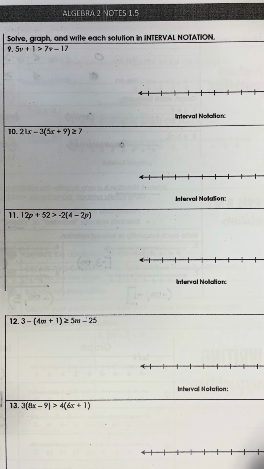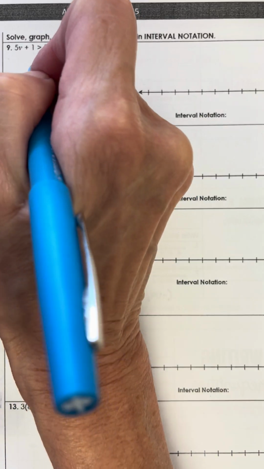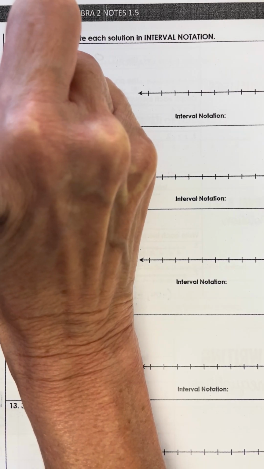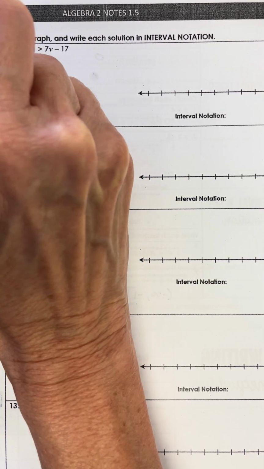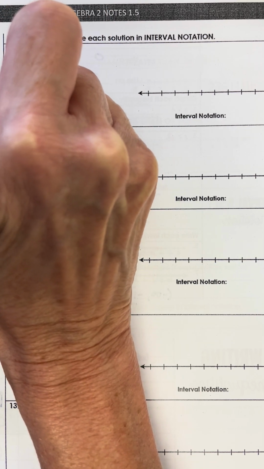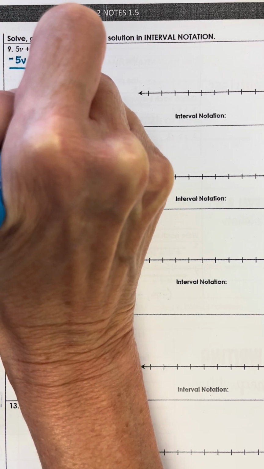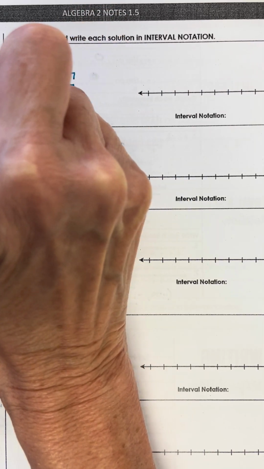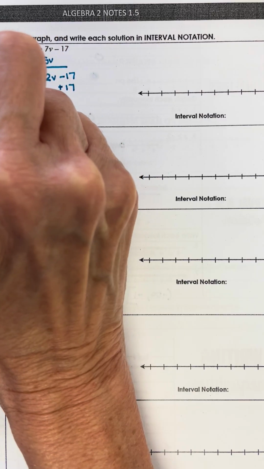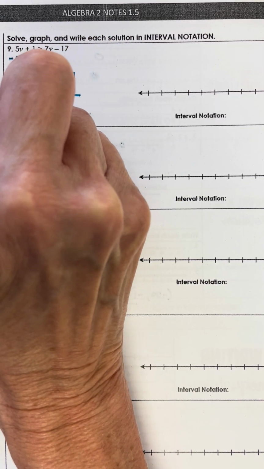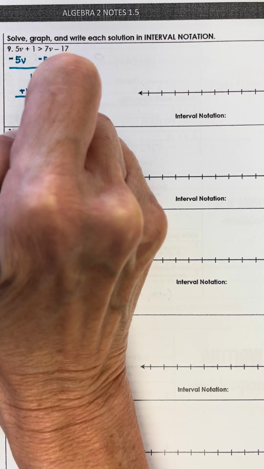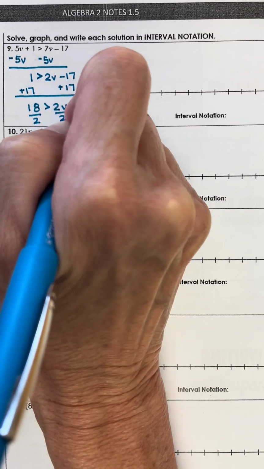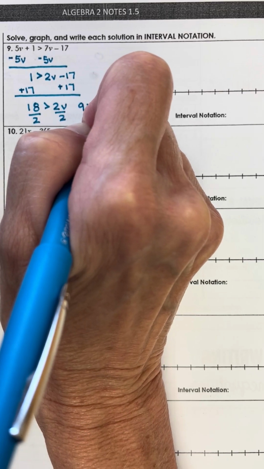So if I were attempting problem number 9, I would move my variables to one side. So I'm going to subtract 5v from both sides. And I get 1 is greater than 2v minus 17. I'm going to add 17 to both sides. And now I have 18 is greater than 2v. Divide by 2, divide by 2, and 9 is greater than v.